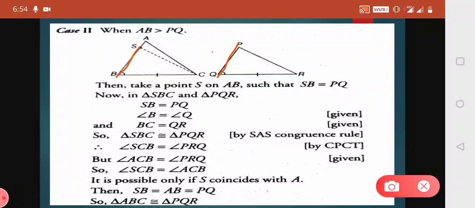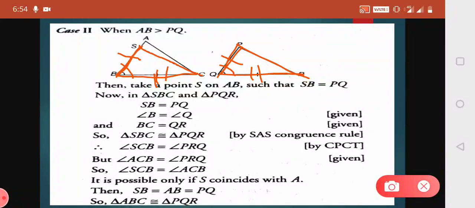Now in triangle SBC, you can see this triangle SBC, and triangle PQR, these two triangles. SB equals PQ, this we have supposed. Then angle B equals angle Q, it is already given, and BC equals QR, this is also given. So triangle SBC will be congruent to triangle PQR by SAS congruence rule.